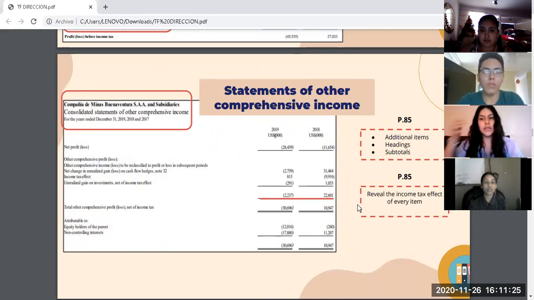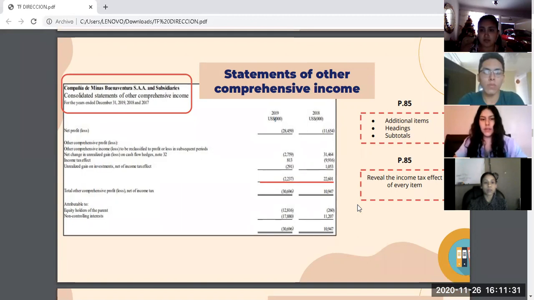What is important for the statement of other comprehensive income is that the effect of taxes must be presented for each operation. Buenaventura does it. Also, additional items, headings, and subtotals must be presented.